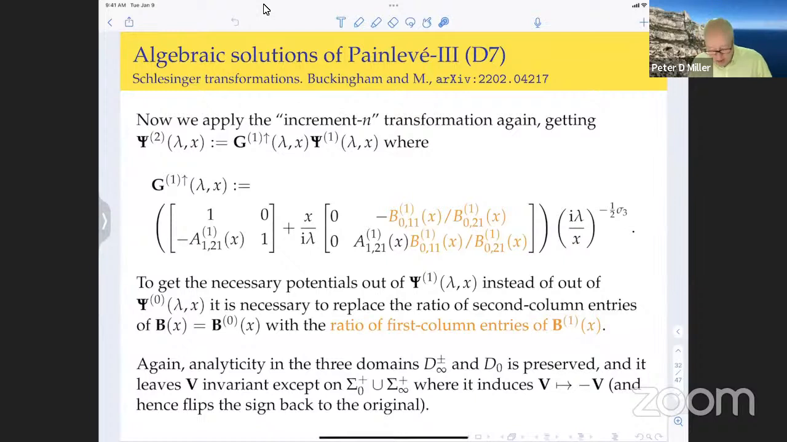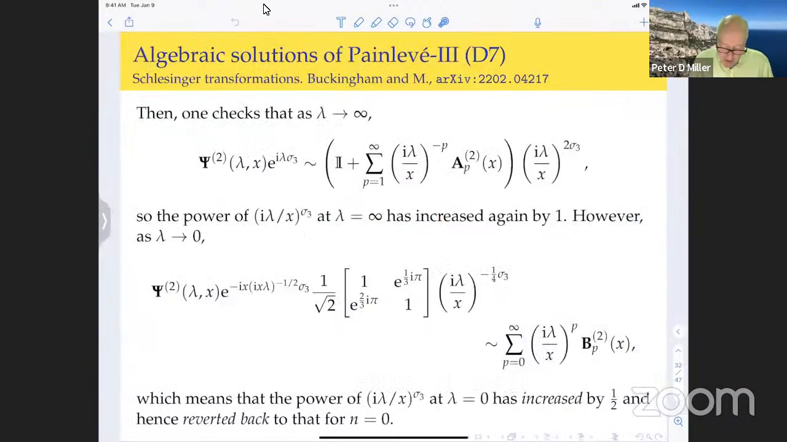Okay, but anyway, again, analyticity is preserved in the 3 domains. V is invariant except on the branch cut where it changes sign, and so that means it's changed twice. So we're back to the original sign. So what's happening now at 0 and infinity? Well, as lambda goes to infinity, we pick up a series with some coefficients and 2 copies now of I lambda over x to the sigma 3. So 2 times increasing by 1, we've increased by 2. That makes total sense to me.